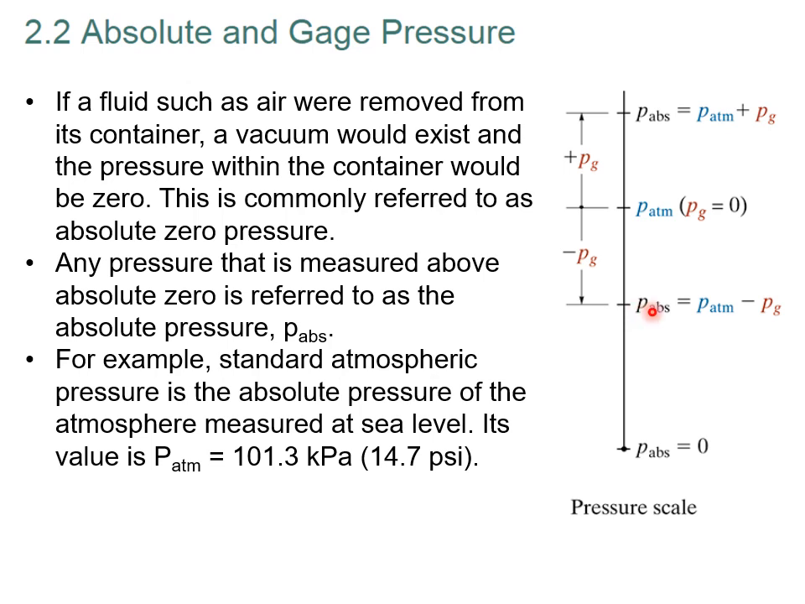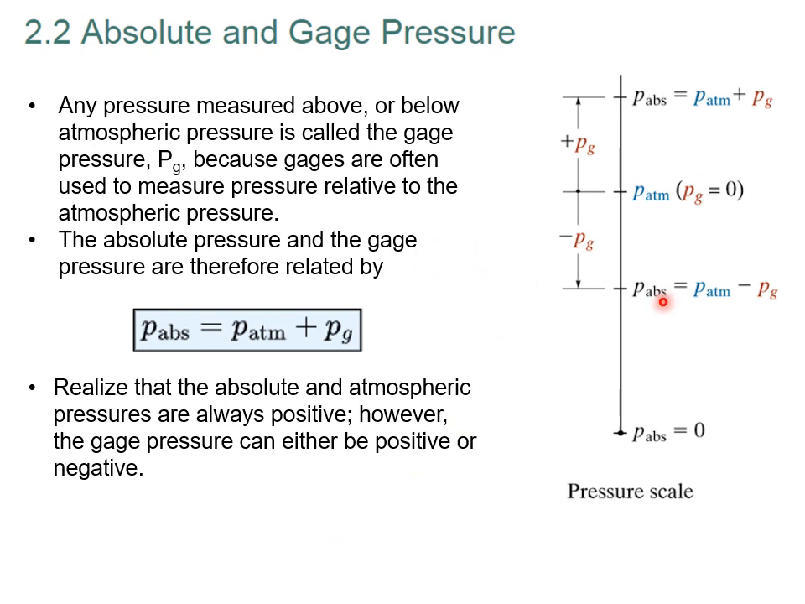So for example, standard atmospheric pressure is the absolute pressure of the atmosphere measured at sea level, and its value is 103.3 kilopascals, which is about 14.7 psi. That's referred to as atmospheric pressure. Now, any pressure measured above or below atmospheric pressure can also be referred to as what's called gauge pressure, and that's symbolized by P with a small g. This is useful because gauges are often used to measure pressure relative to the atmospheric pressure.